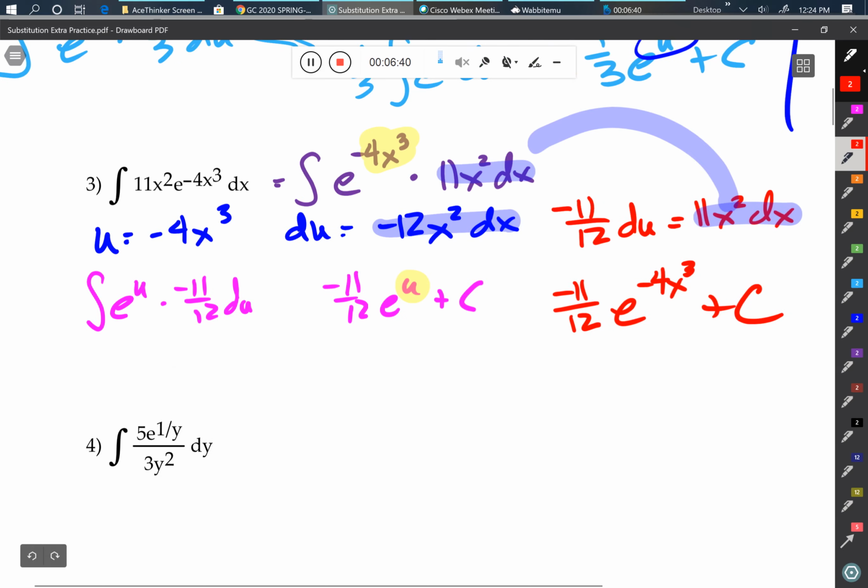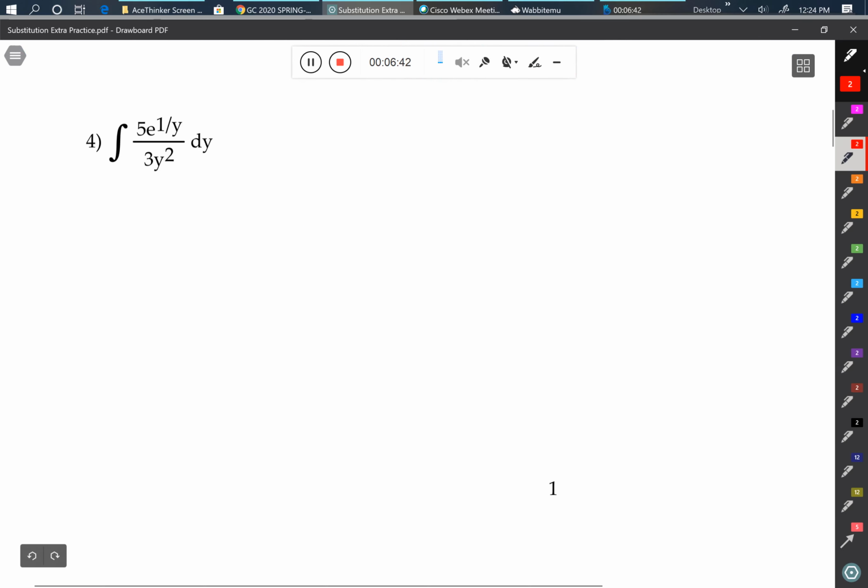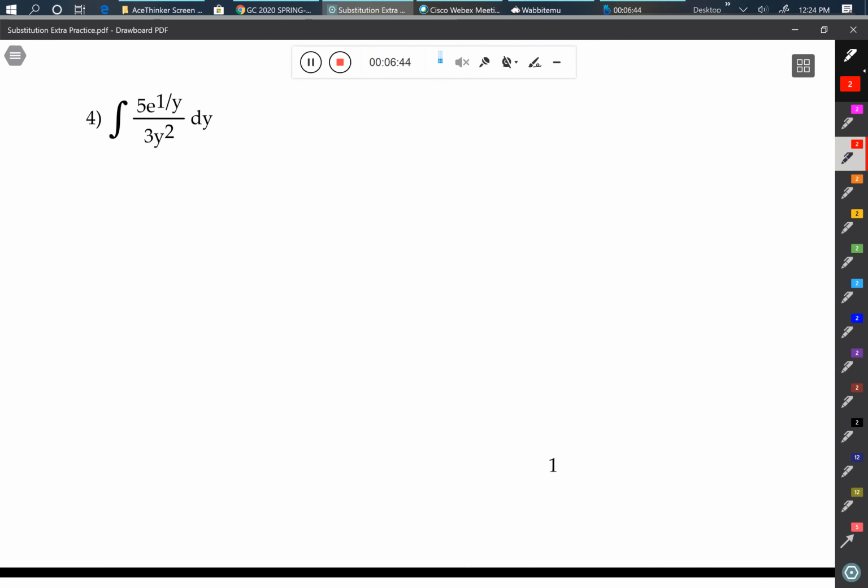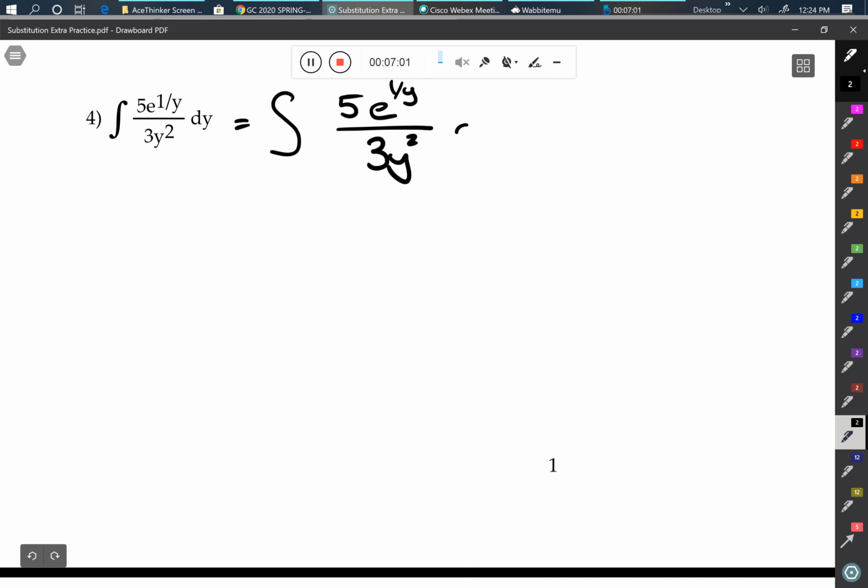All right, next problem. Okay, so, what a mess. I'm going to rewrite it because I think it's ugly how it's typeset. So I'm going to say that this is the integral of 5 e to the 1 over y divided by 3y squared dy.